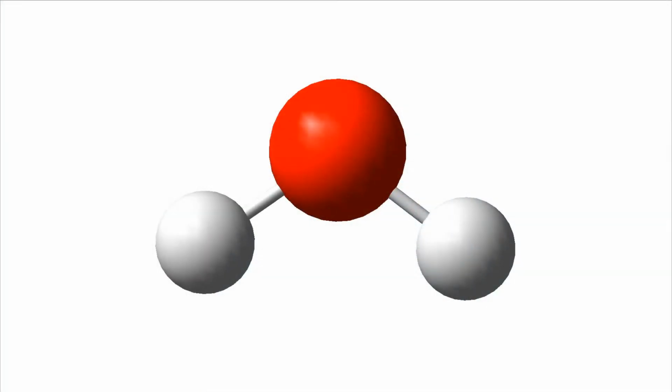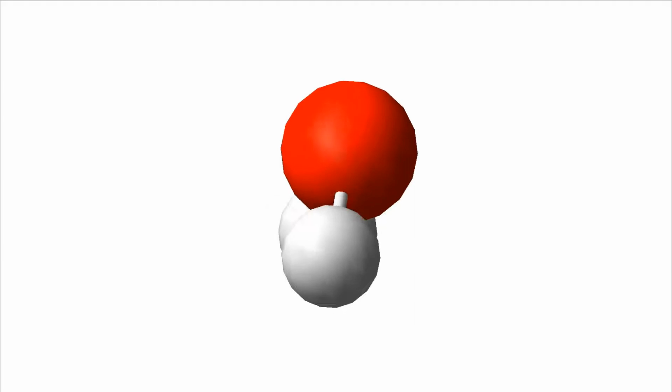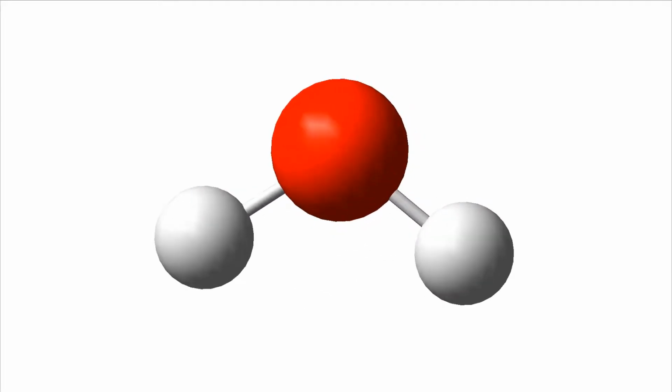Let's look again at water. Here we can see the structure of H2O. It's not showing the lone pairs on oxygen, but we know they're there, spread apart as far as they can be from each other and from the electrons on the hydrogen atoms.